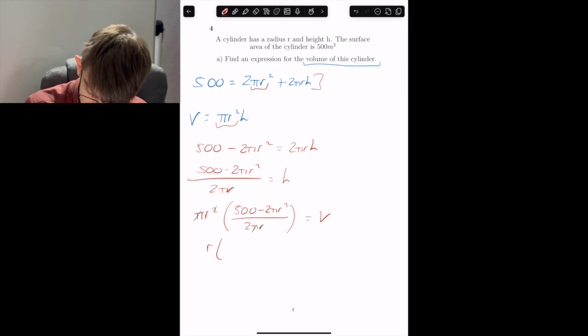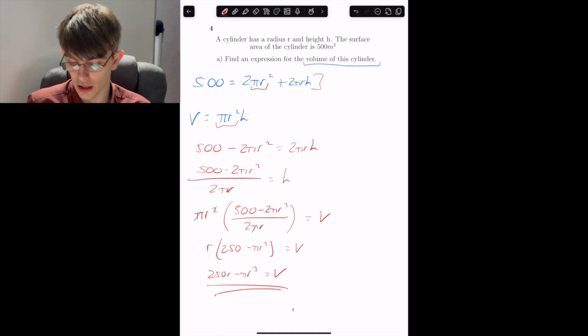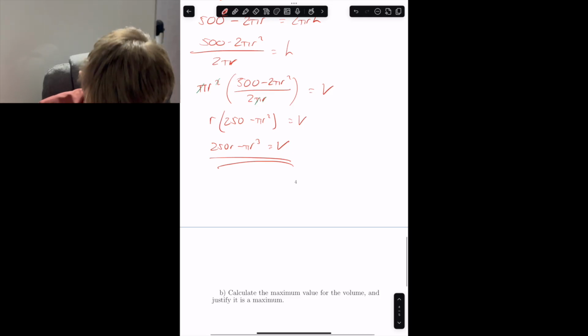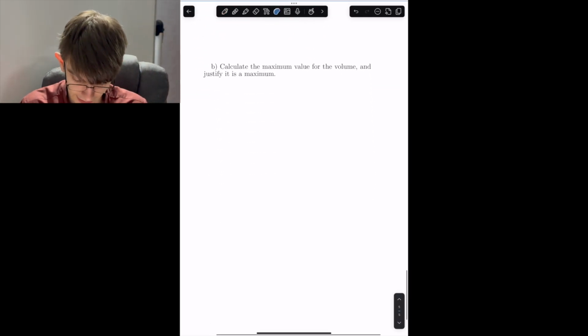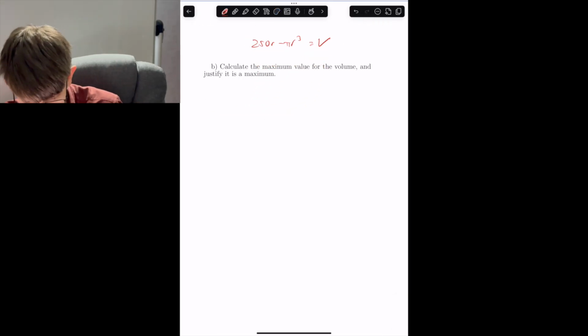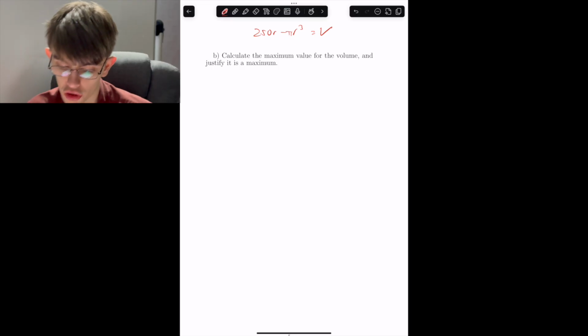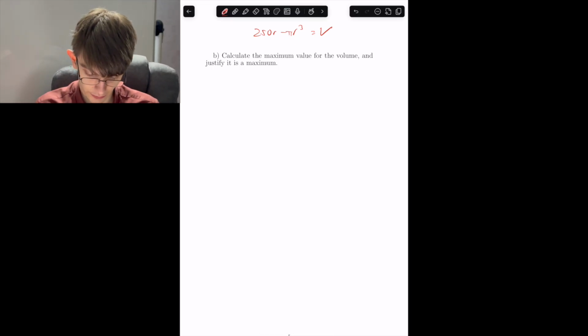If I divide this numerator here by 2, I get 250 minus pi r squared equals v. Multiply that r in, and I get 250r minus pi r cubed is equal to v. I'm going to bring that down with me because I'm going to need it for this brutal last question here, which is: calculate the maximum value for this volume and justify it is a maximum.